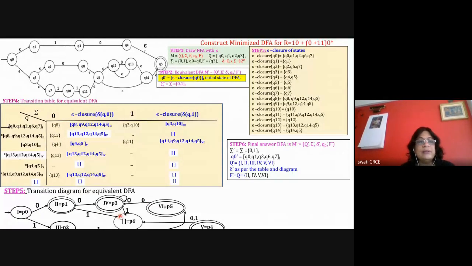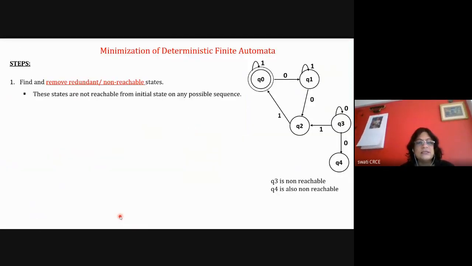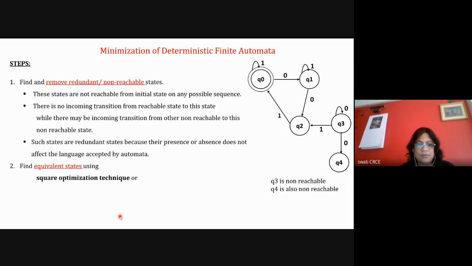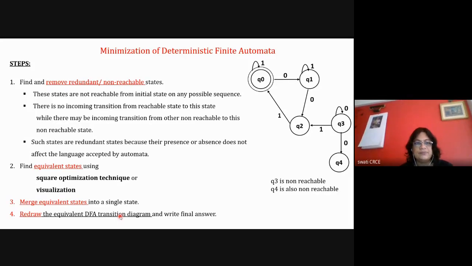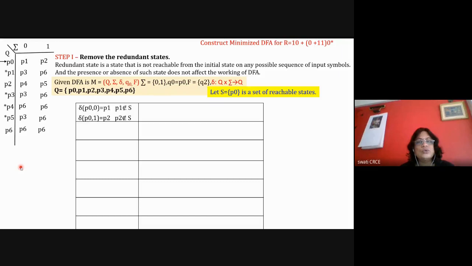Now, what we do in minimization is that we remove the non-reachable states. Then we find the equivalent states using the square optimization technique, then we merge the equivalent states, and then we redraw the DFA. So for this particular problem, P1 to P6, we are trying to find the redundant states. Redundant states are non-reachable states. So I'm assuming that my initial set S contains P0, which is a set of reachable states. And then I'm trying to find the transitions from P0. From P0, I can reach P1. From P0, I can reach P2. So P1 and P2, which are not there in S, are added.